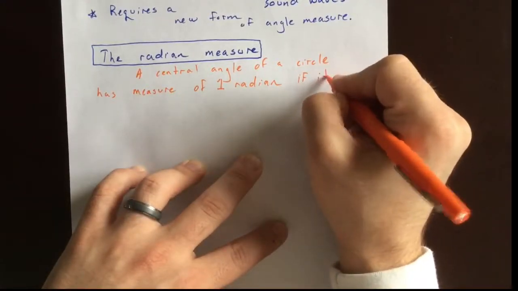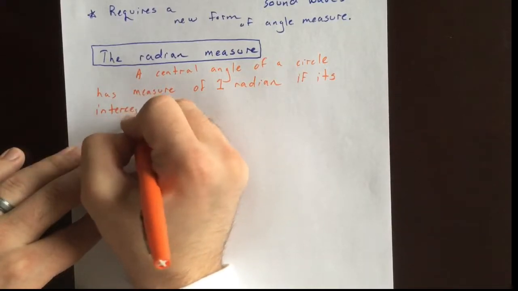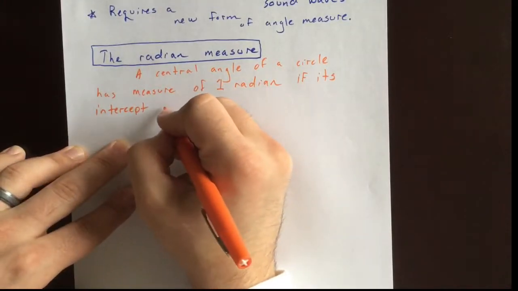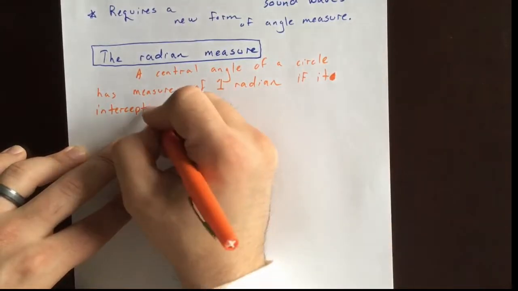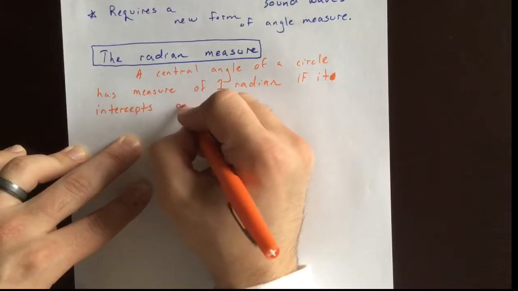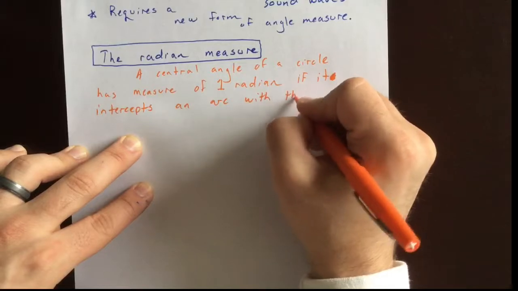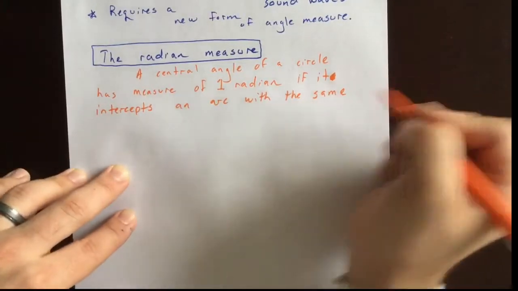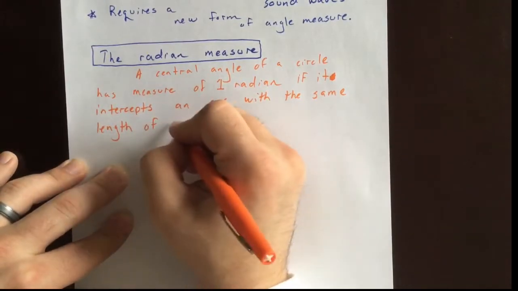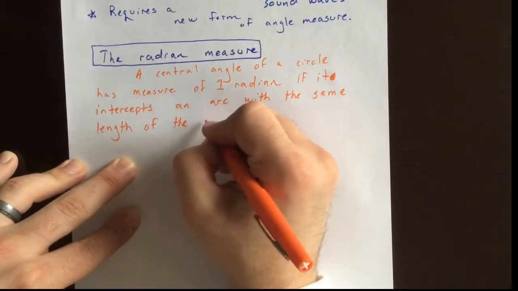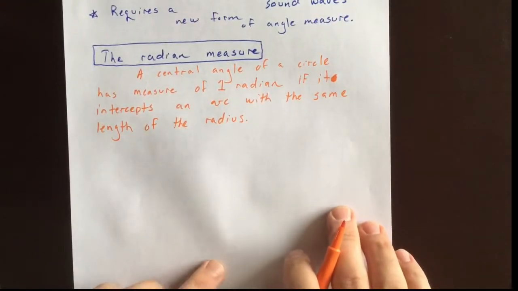if it intercepts an arc with the same length of the radius. And you're reading that, you're thinking, what?